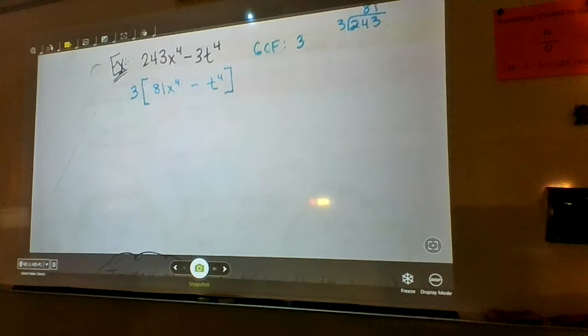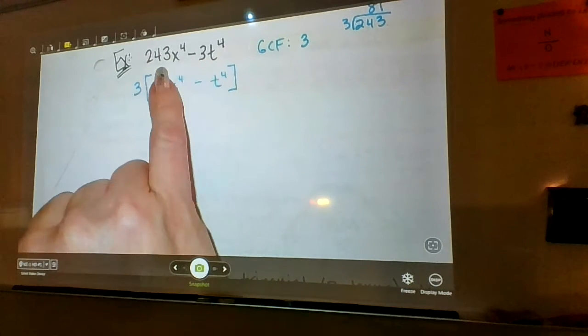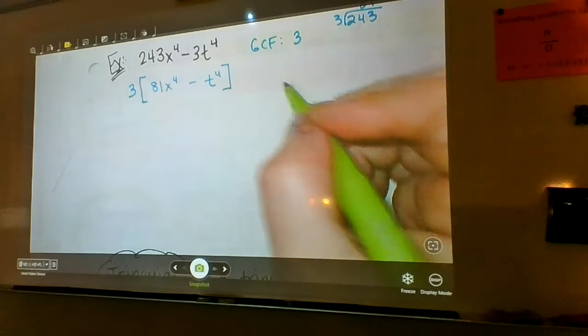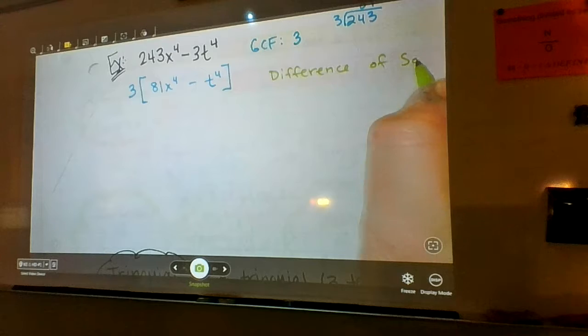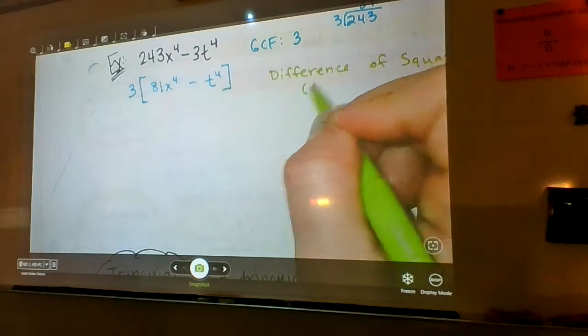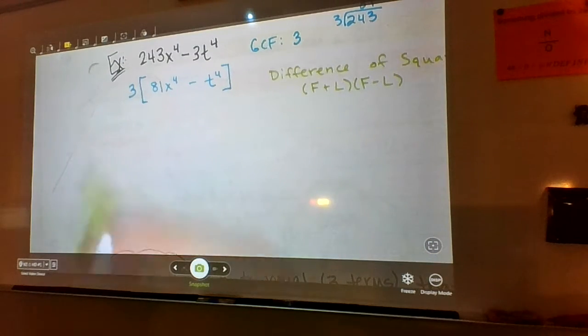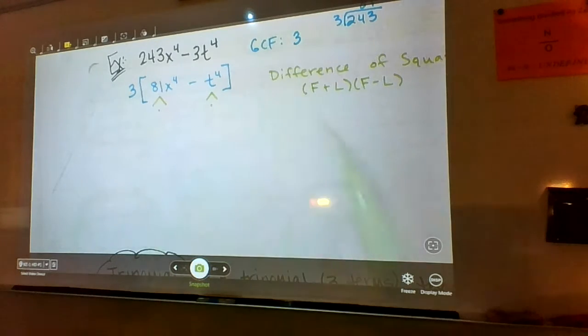Now, if we didn't take that GCF out, this would not be a difference of squares because 3 is not a square, 243 is not a square. So it's really more important on these to take out the GCF than it is on the AC method. Now that we have that GCF taken out, we can see that it is a difference of squares. So we need to break down our terms and then it'll go into that F plus L, F minus L. When we do our breakdown, we only have 2 things. When we have cubes, we have 3 things.